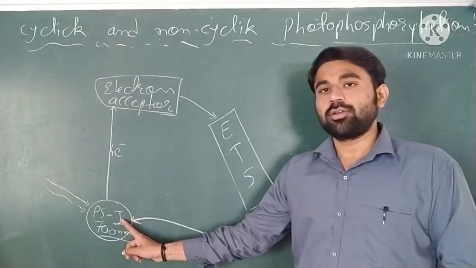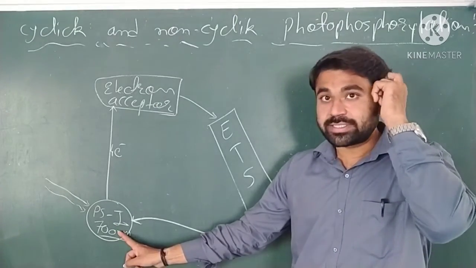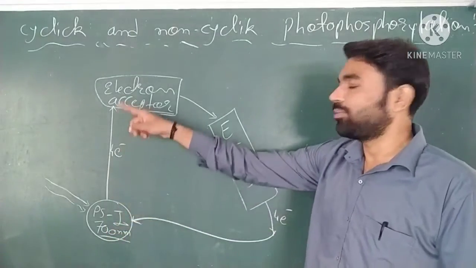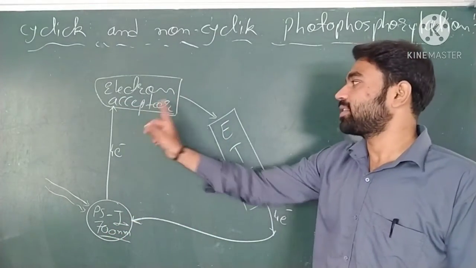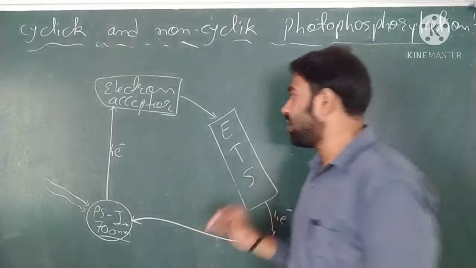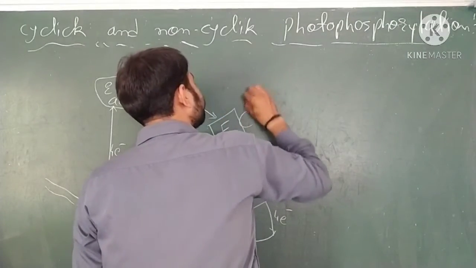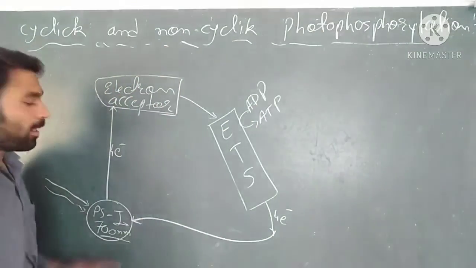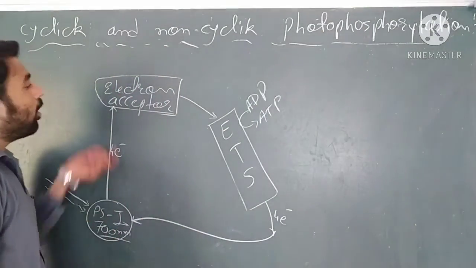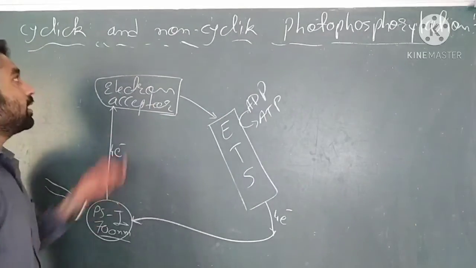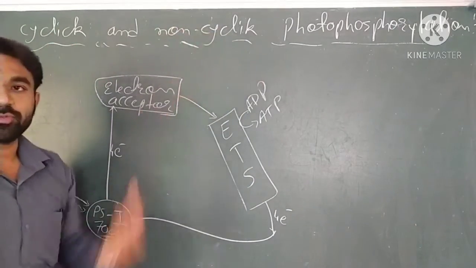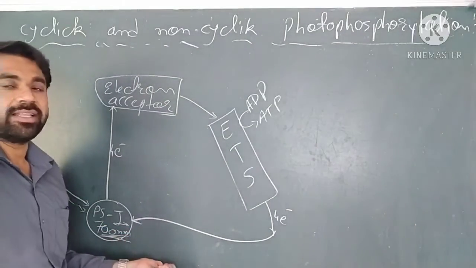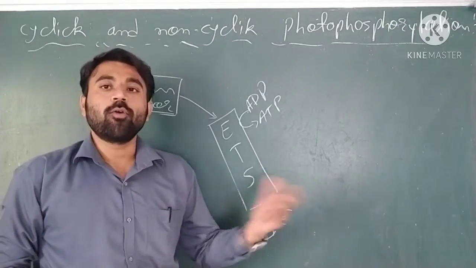So the 4 electrons which arise from the PS1 system go back to PS1 after traveling through the electron acceptors and ETS, and after the synthesis of 1 ATP, they return to the PS1 system. Means they leave the PS1 system, make the complete cycle and come back to PS1. That's why it's called cyclic photophosphorylation.